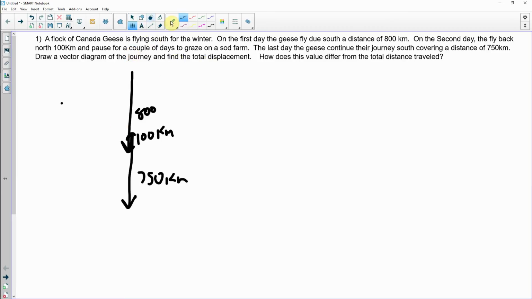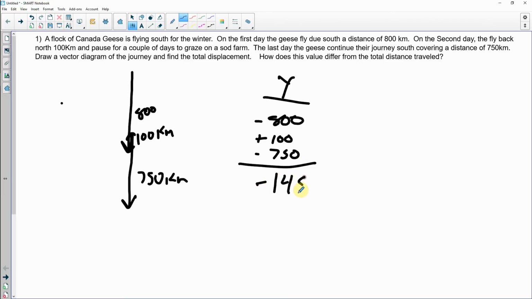So the easy way to do this is going to be seeing how this is all in the y dimension. We're going to have negative 800 and then positive 100 and then negative 750 because it's down 800, up 100, and down 750. And last time I checked with the calculator, negative 800 plus 100 minus 750, you would have a total displacement of negative 1450.